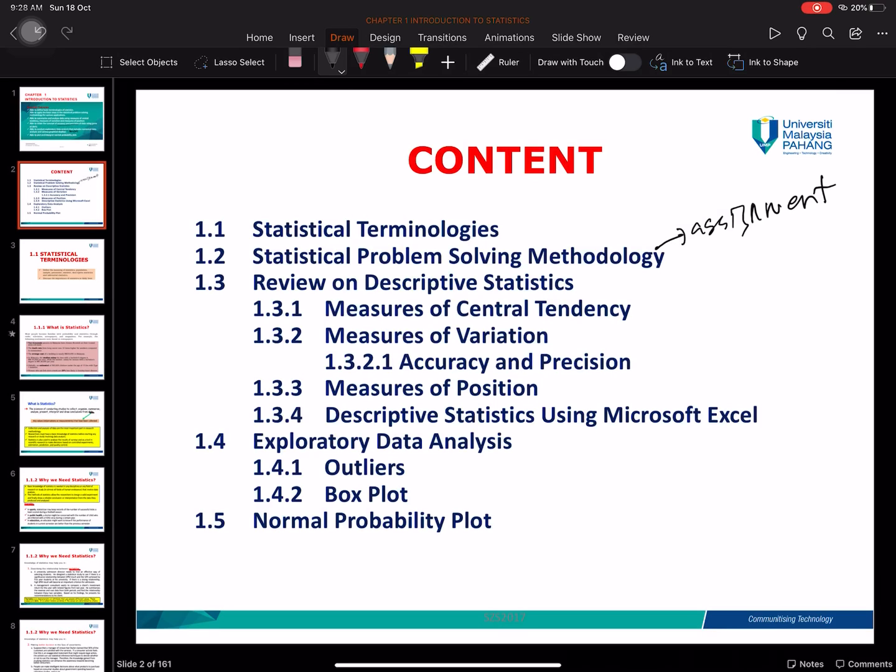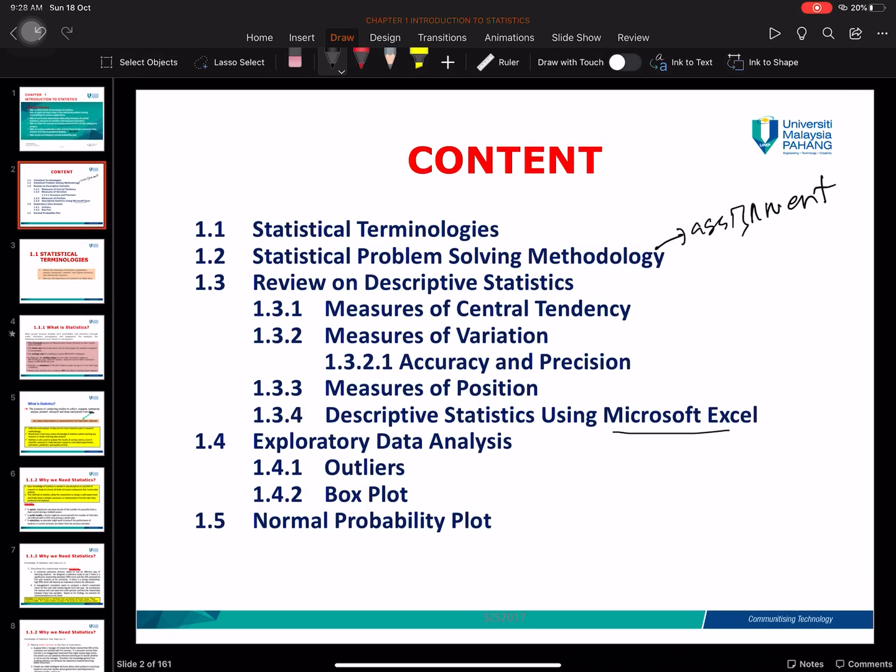Measure of central tendency is about the mean, median, and mode. Measure of variation is about the variance and standard deviation, and then we have measure of position, quantiles, if you have ever heard about that. Then descriptive statistics using Microsoft Excel, where we explain how to use Microsoft Excel to perform descriptive statistics.